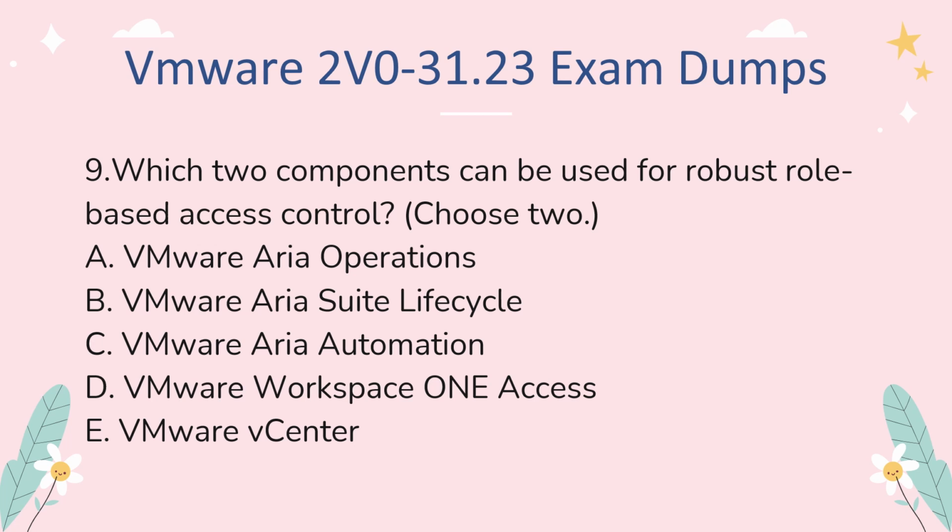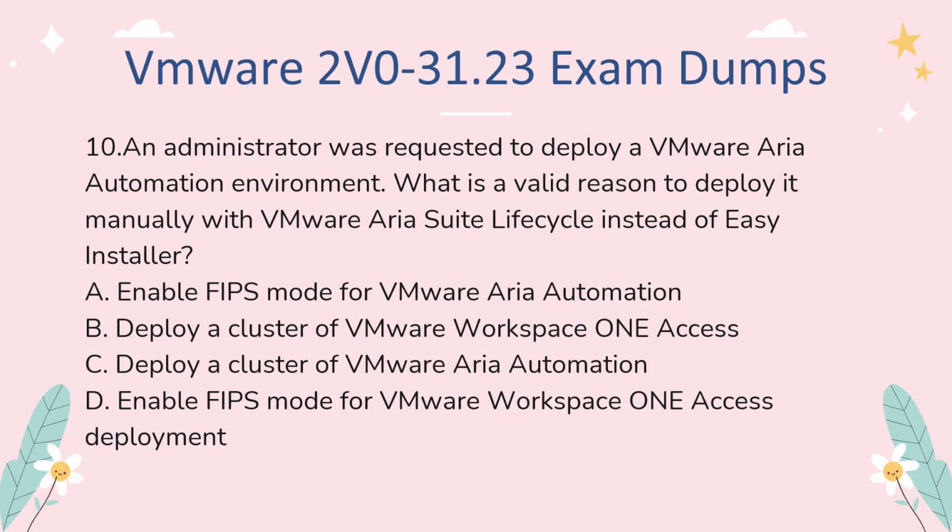9. Which two components can be used for robust role-based access control? Choose 2. A. VMware Aria Operations. B. VMware Aria Suite Lifecycle. C. VMware Aria Automation. D. VMware Workspace ONE Access. E. VMware vCenter.